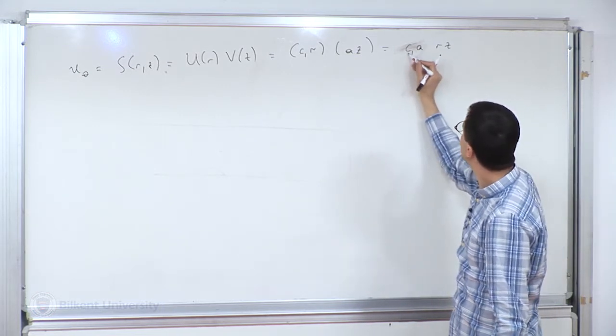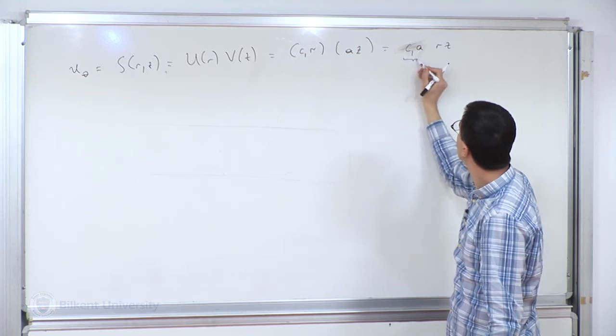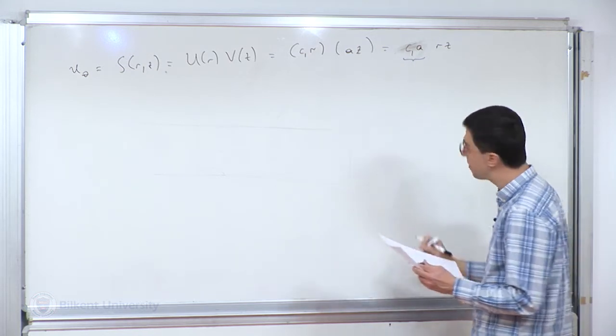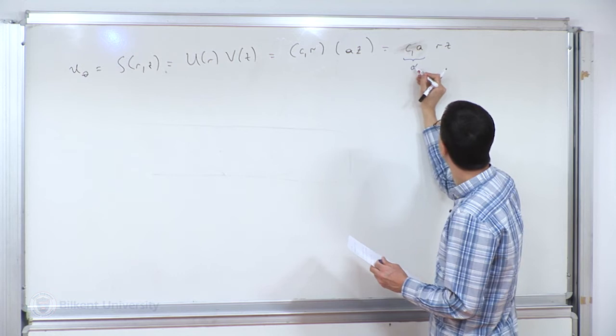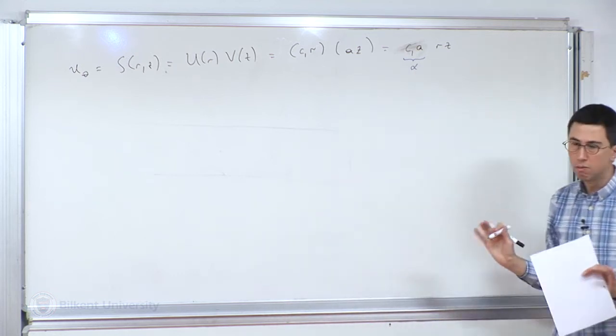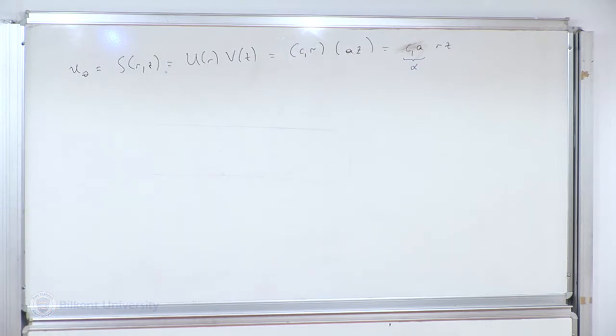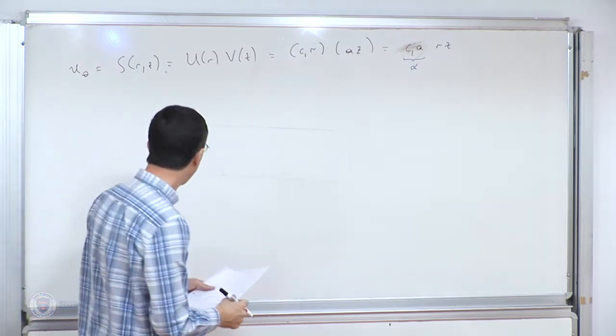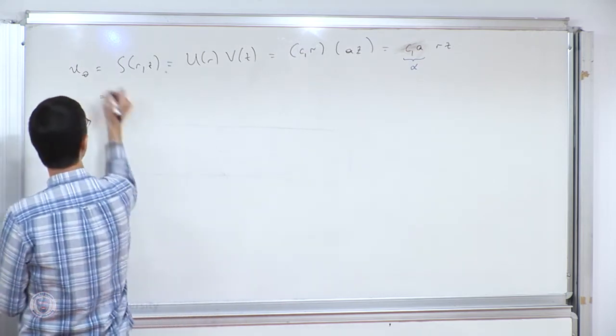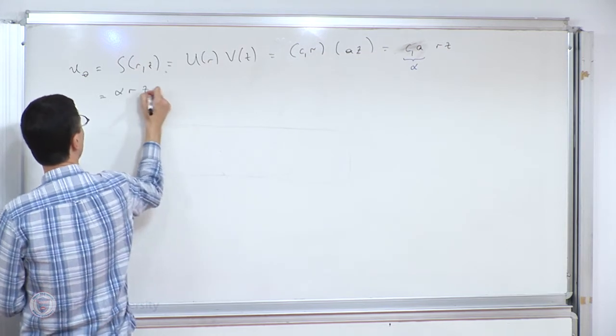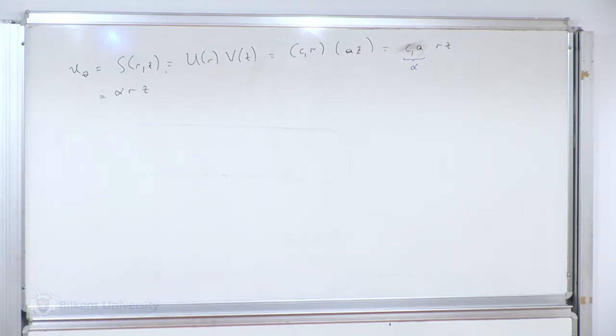So it doesn't matter what their individual values are. The whole thing as a constant matters. And let me call that a constant alpha. Okay? I'm interested in the final multiplication of those two constants. So my solution is u theta is alpha r z, where alpha is a constant to be determined.